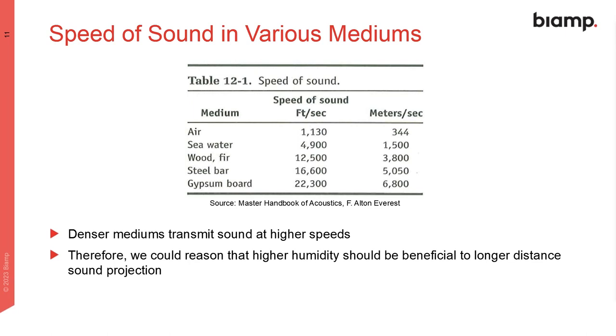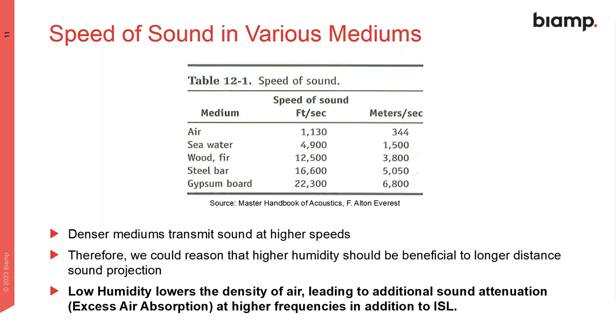But when we have higher humidity air, we could generally surmise that it would be beneficial for longer distance sound projection. Lower humidity lowers the density of air, and this is where one of our first outdoor gotchas comes into play, especially for you folks that live in the drier climates or areas that tend to dip down to that 40% or less humidity range. We now have to deal with something called excess air absorption at higher frequencies, which is in addition to inverse square law.